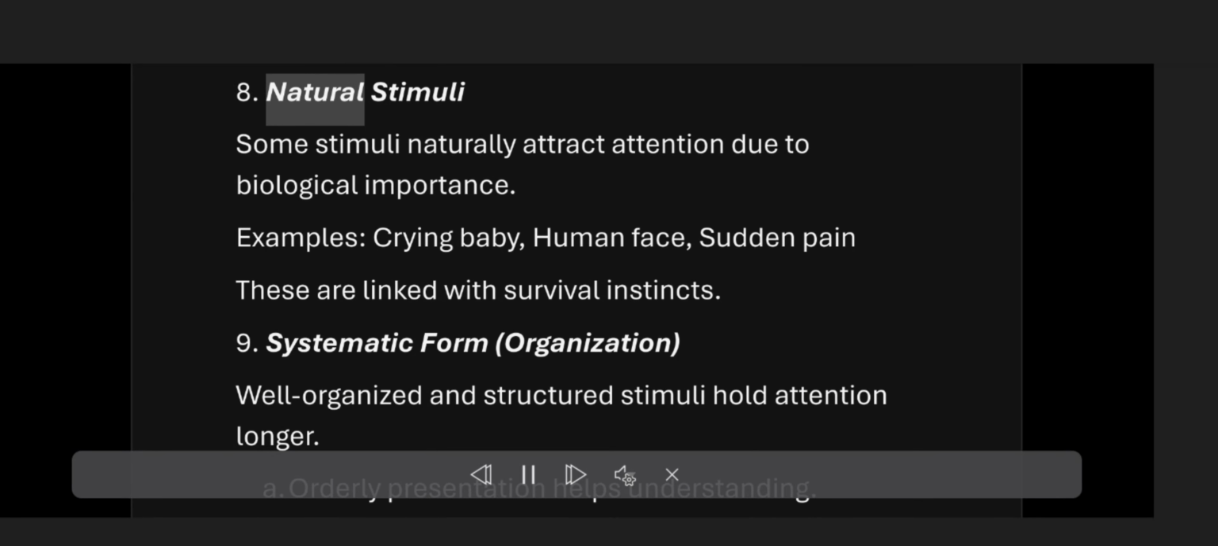8. Natural stimuli. Some stimuli naturally attract attention due to biological importance. Examples, crying baby, human face, sudden pain. These are linked with survival instincts.